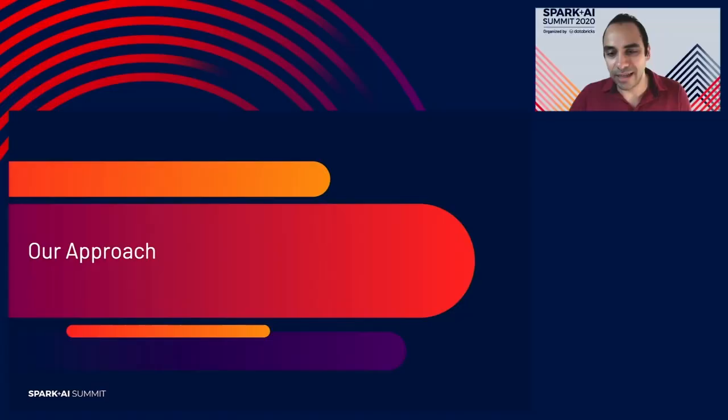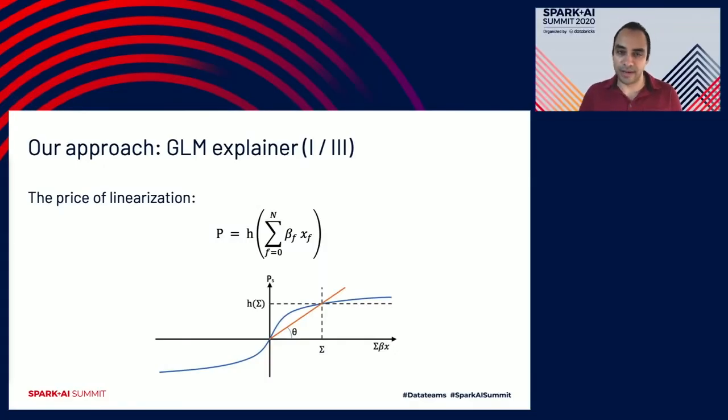Hi, Iman Haji here, and I'm going to walk you through our methodology for explanation of random forests and GLMs. Let's start with a GLM explanation. So the very simple case of GLM, you see the equation here. The prediction for a GLM is a nonlinearity denoted by H applied on the sum of feature weights multiplied by their values.